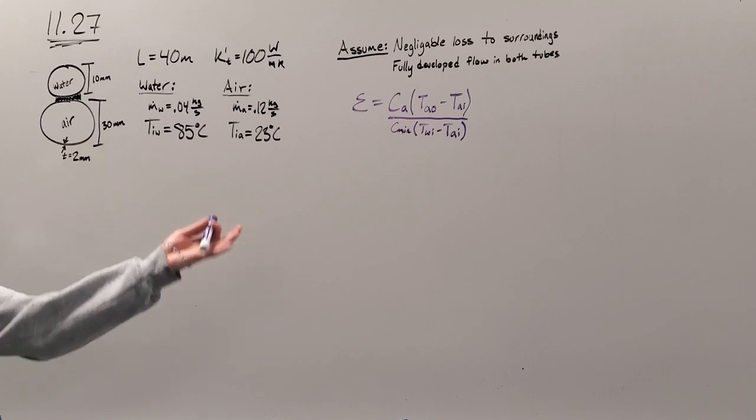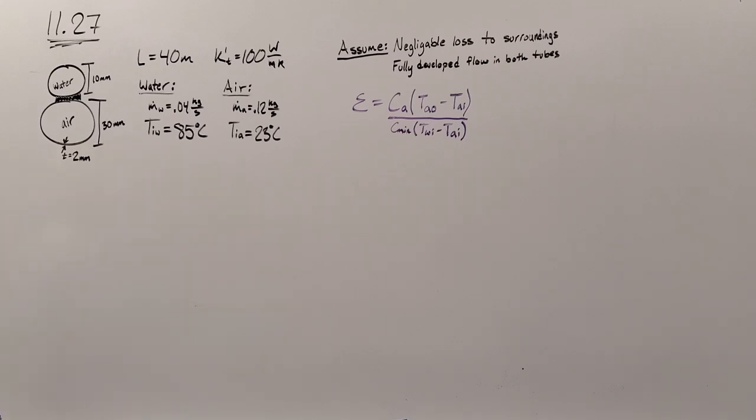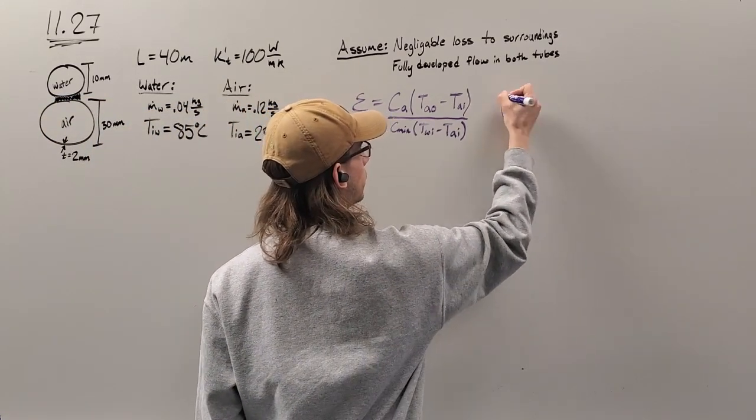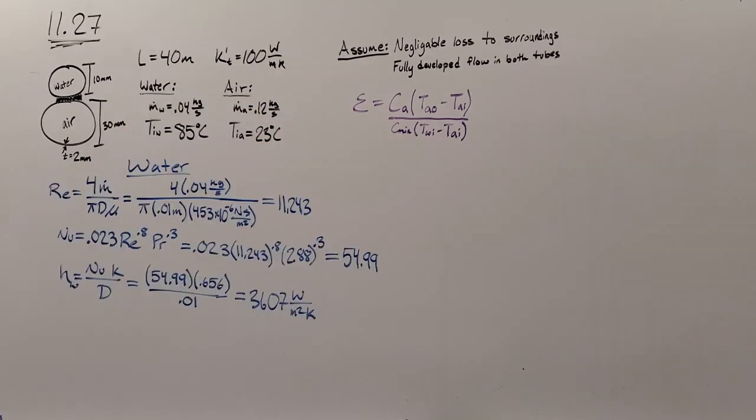So we've established what we need to calculate. The first step in doing that is going to be calculating the overall heat transfer coefficient, and that is that big capital U. In solving for the overall heat transfer coefficient, the first step is going to be solving for the convection coefficients of both fluids.